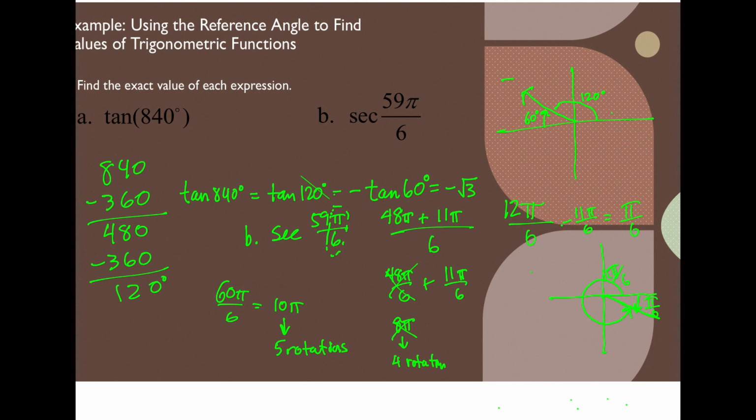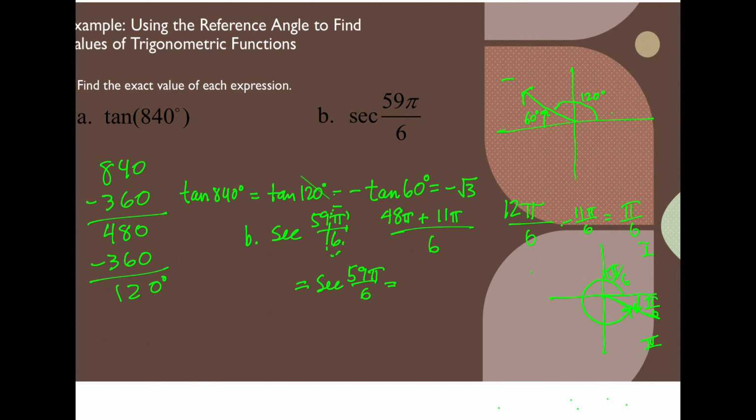Secant is paired up with cosine, and cosine is an x. And so cosine is positive in the fourth quadrant. It's positive here, and it's positive here. So therefore, secant is the same thing. So let's write out all of this. So my secant of 59 pi over 6 is equivalent to the secant of 11 pi over 6.